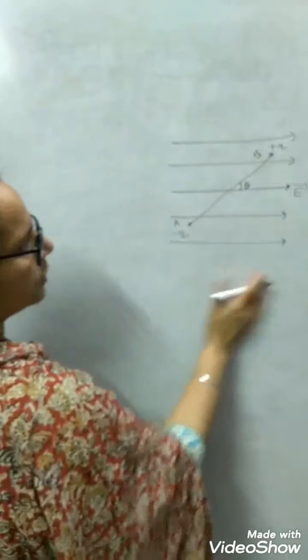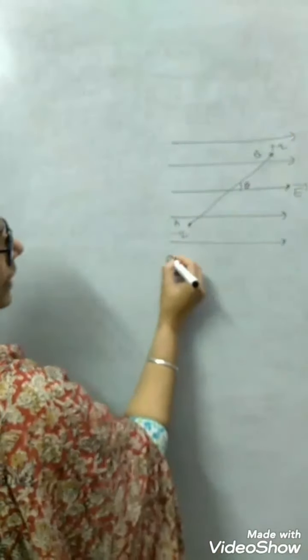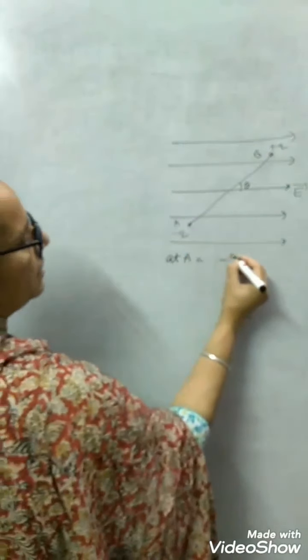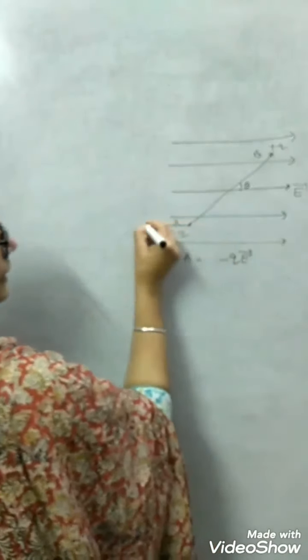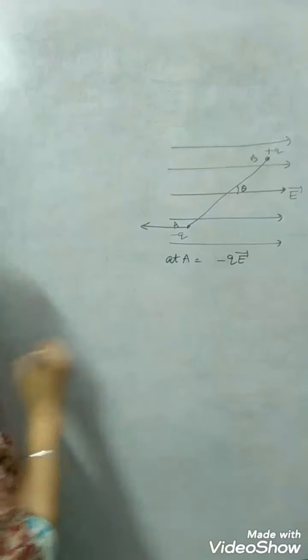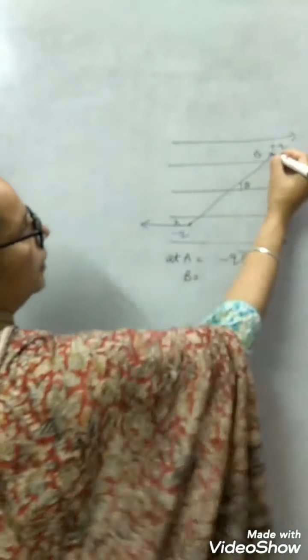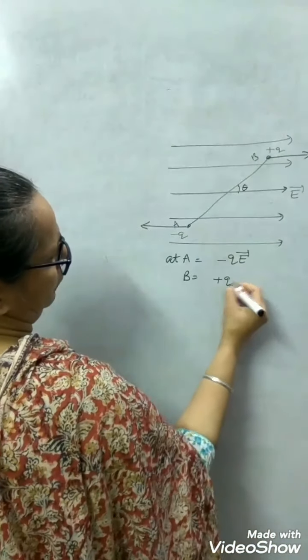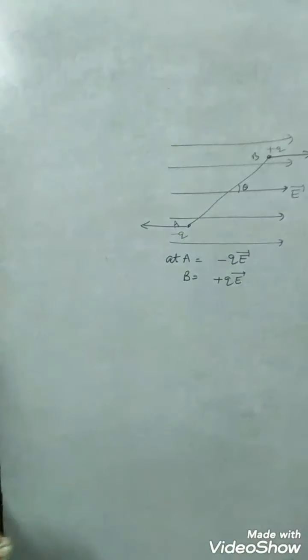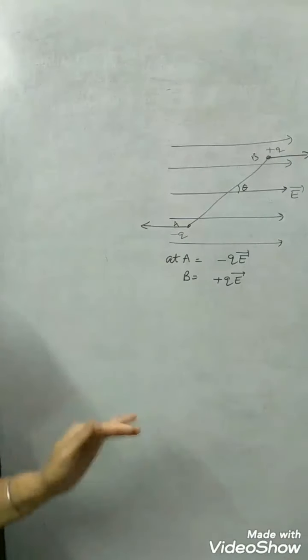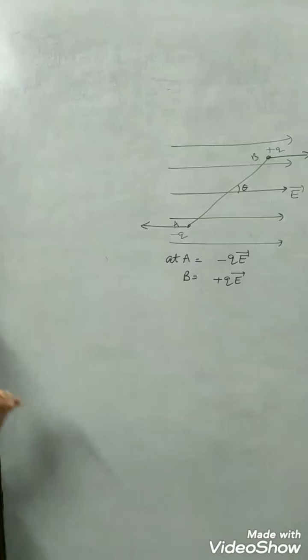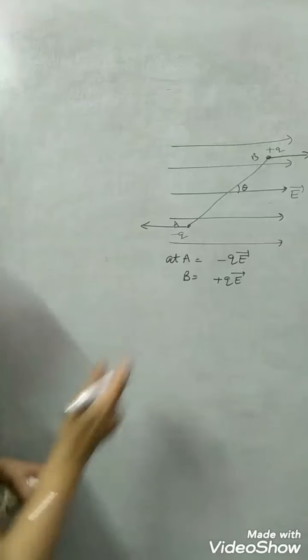Now, the force due to this field at point A is minus QE vector, negative charge, and at B it is QE vector in the direction of the electric field. Two equal and opposite forces means when the dipole is placed in a uniform electric field, it experiences two equal and opposite forces. So the net force on the dipole is 0. Then it gives a torque to it.